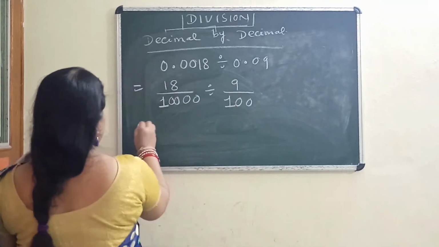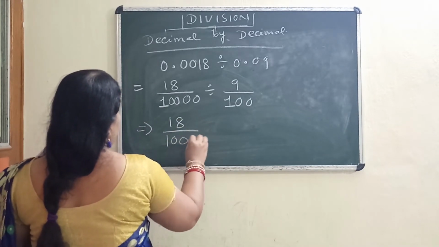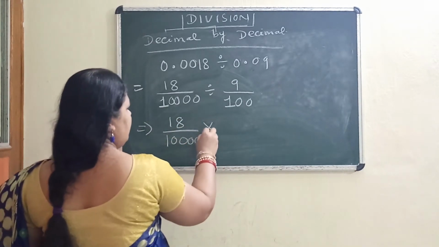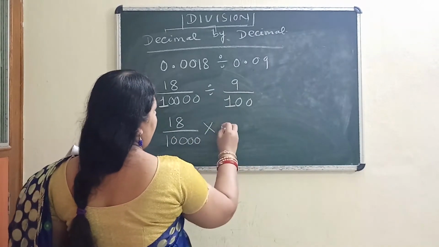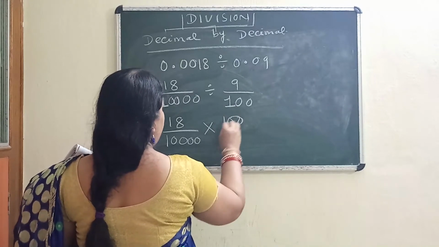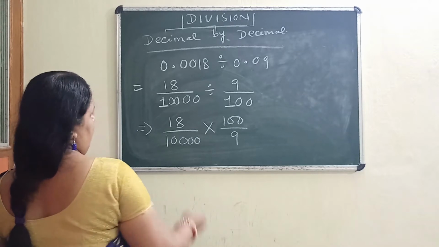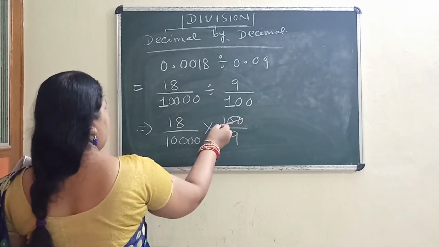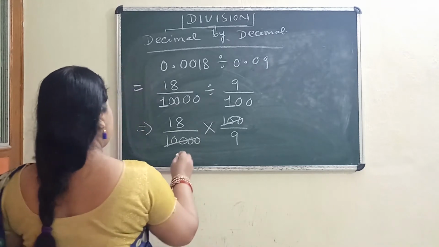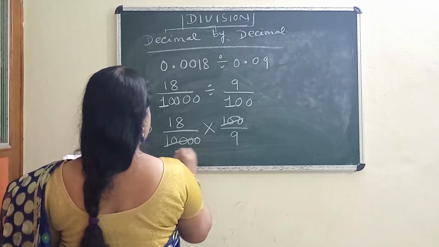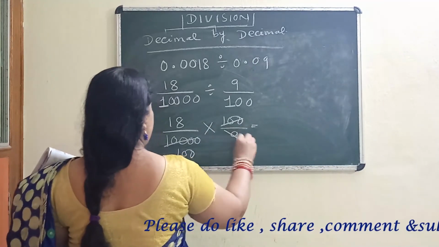Okay. Then what you will do? 18 by 10,000. Then find the reciprocal. Do you remember or forgot? We have to find the reciprocal of your fraction. It will come 100 by 9. Denominator will be numerator, numerator will be denominator. Then you can divide here 100 and 10,000. How much is it coming? It's coming 100 only. Then 9 and 18.